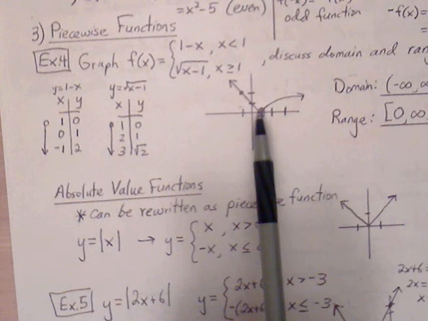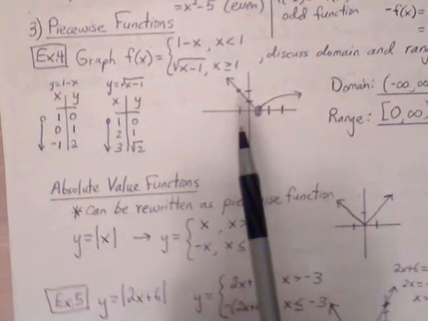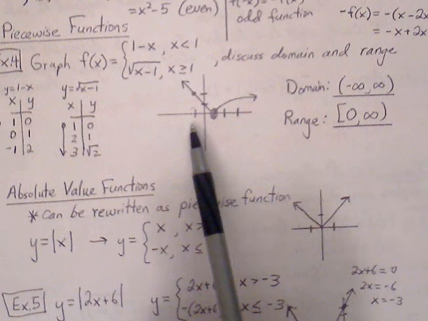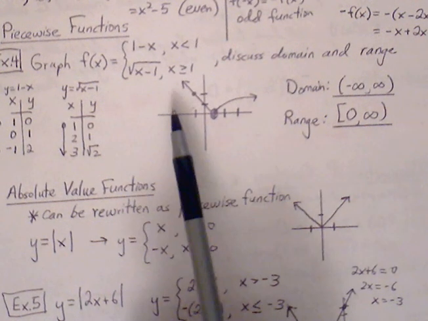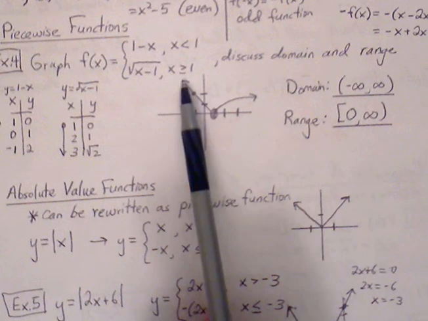Now, if we look at the result of this piecewise function, we see that the domain is going to be all real numbers. There's not going to be any breaks, and the graph is going to continually extend to the left as well as to the right, to negative infinity as well as to positive infinity. So we have a domain here of all real numbers.